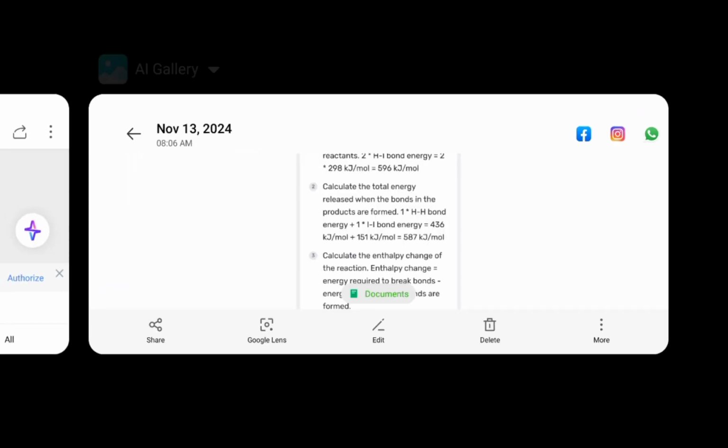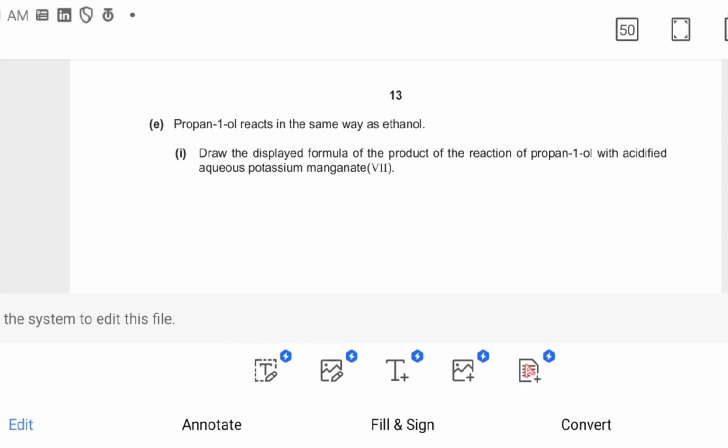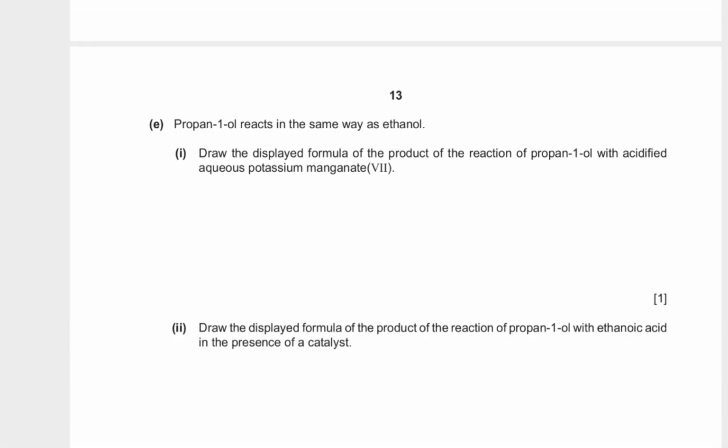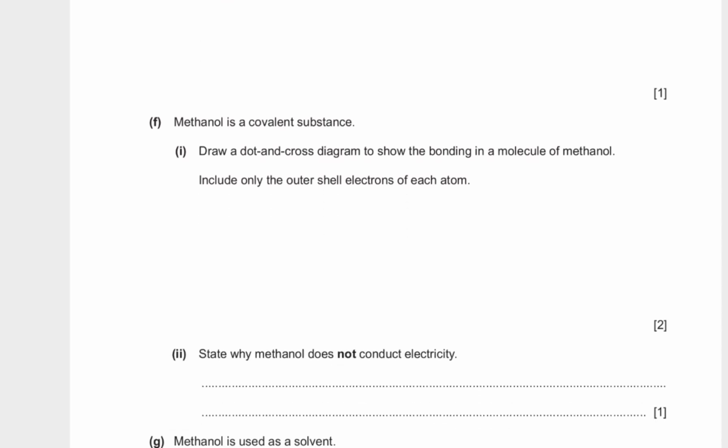Okay, then we have the next question. Methanol is a covalent substance. Draw a dot and cross diagram to show the bonding in a molecule of methanol, including only the outer shell electrons of each atom. So we have two carbons here and five hydrogens and one hydroxyl, each one carbon with all three hydrogens and the other with two hydrogens and one hydroxyl group. And you just need to put dots and crosses instead of the line of the bond.